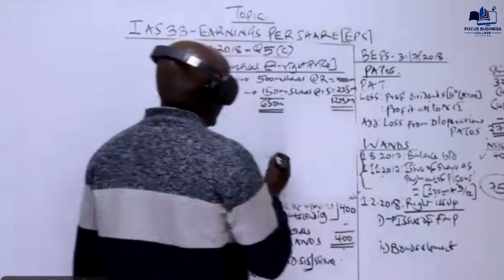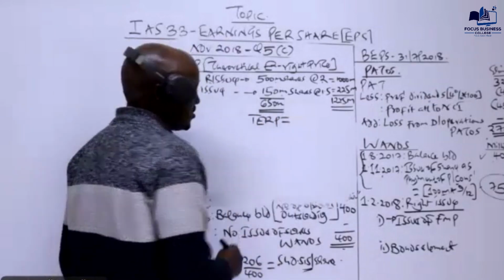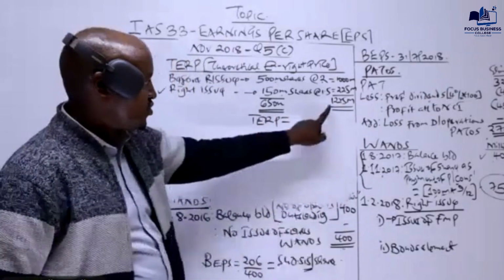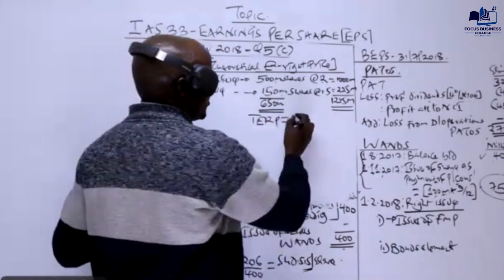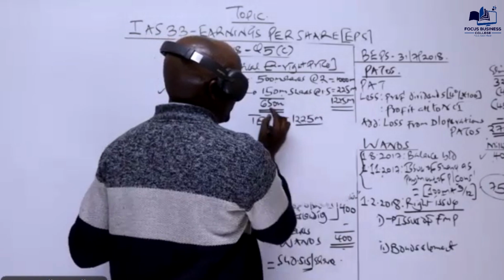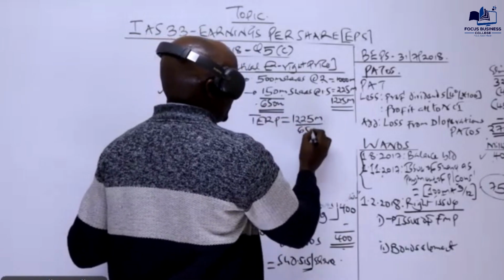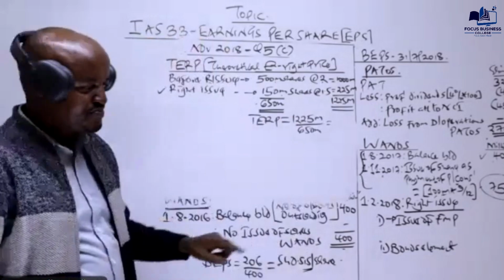1,225 million. So therefore, to get the theoretical rights price, we take this, because after the rights issue, all the shares of the company will be having a market price of 1,225 million. This will be the market price of how many shares? Of 650. So what will be the market price of one share after the rights issue?